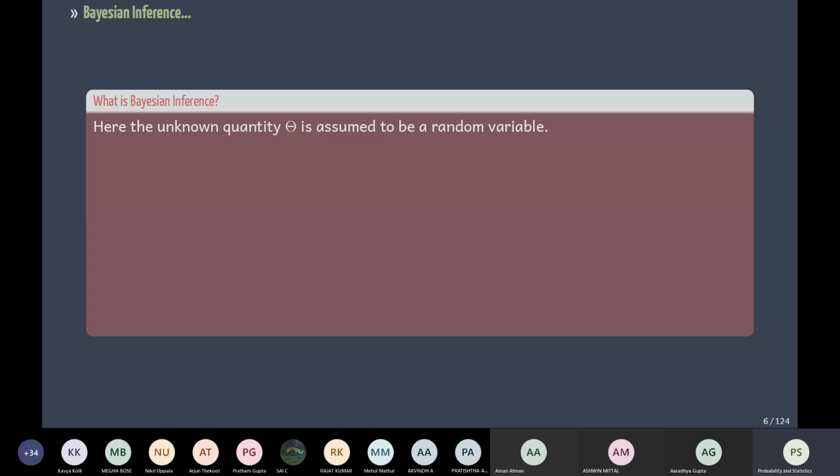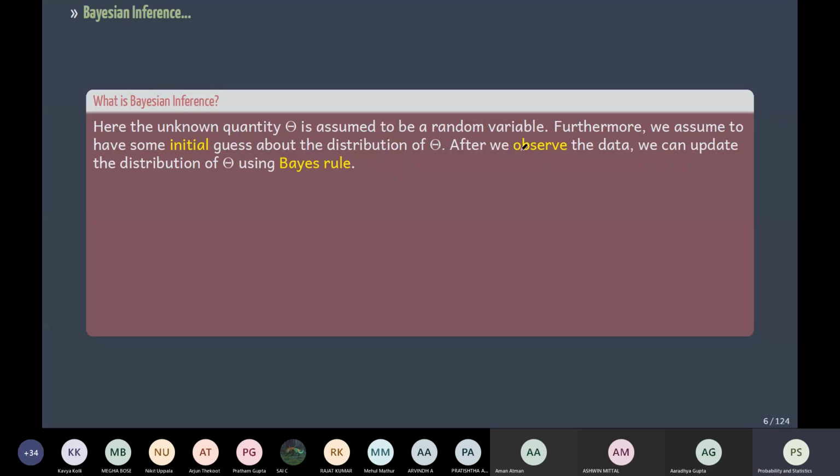Now we come to the Bayesian approach, Bayesian inference, which, as I said, is one of the two major types. So what is Bayesian inference? Here the unknown quantity theta is assumed to be a random variable. That's the difference. Furthermore, we assume to have some initial guess about the distribution of theta. As we observe the data, we can update the distribution of theta using Bayes' rule.